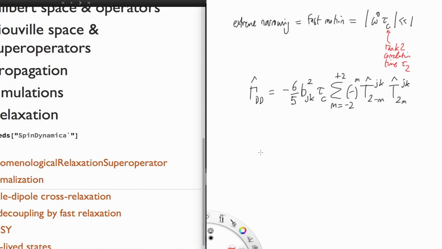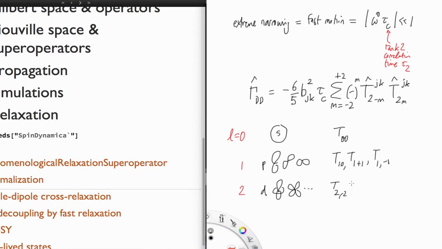Now, this expression involves spherical tensor operators, and they work very much like atomic orbitals. So just as one can have functions, spherical harmonics, which have convenient rotational properties, s orbitals, p orbitals, d orbitals, one can also define operators which have convenient rotational properties. And those are called spherical tensor operators. SpinDynamica includes implementations of these spherical tensor operators. So just like for the atomic orbitals and the spherical harmonics, described by objects with rank 0, 1, and 2, one also has sets of spherical tensor operators, T2 minus 2, T2 minus 1, T2 0, T2 1, T2 2. So for rank 2, which is important for the dipole-dipole coupling, we have 5 spherical tensor operators.